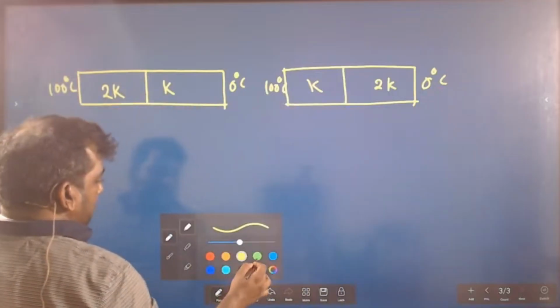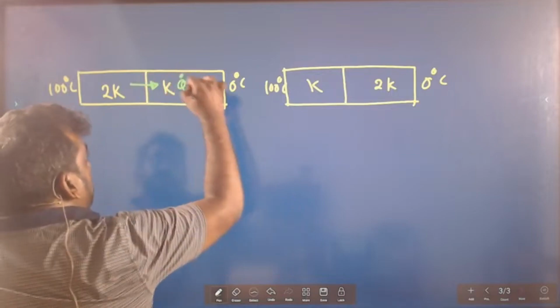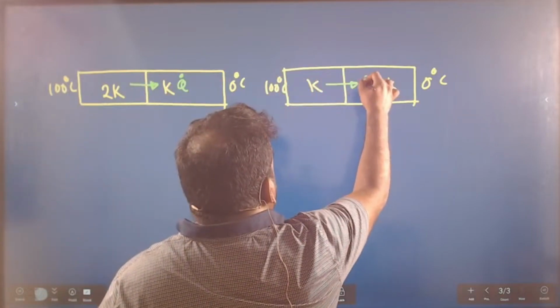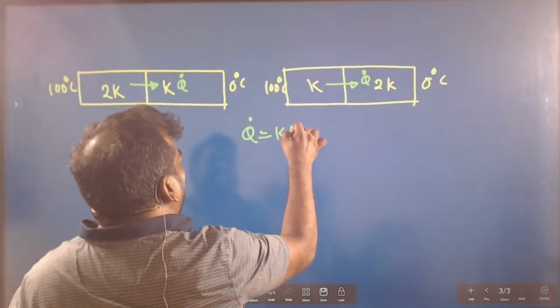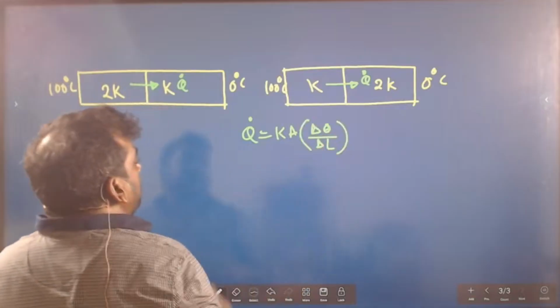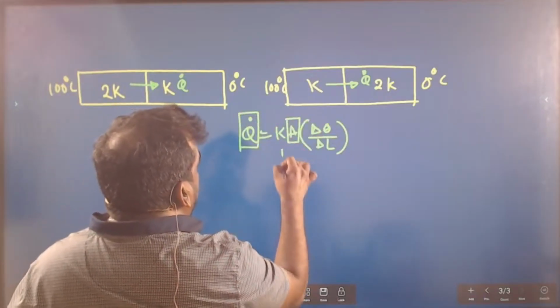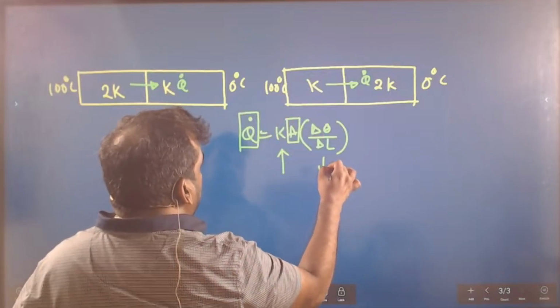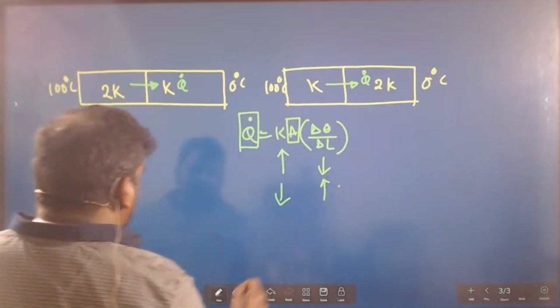The effective heat capacity is the same, so the Q dot across this is the same. Q dot is equal to K A delta theta over delta L. Look at the board carefully. Here Q dot is constant, area is constant. K increases, this will reduce. K reduces, temperature gradient increases.